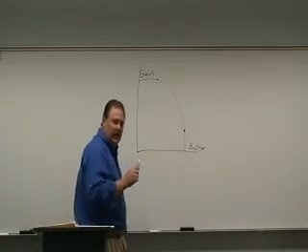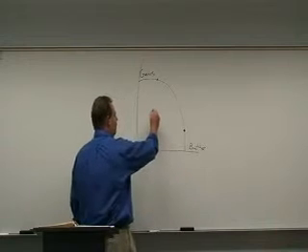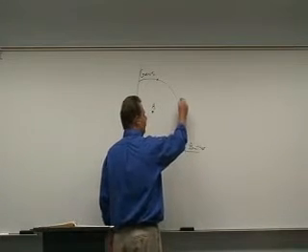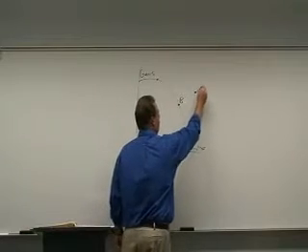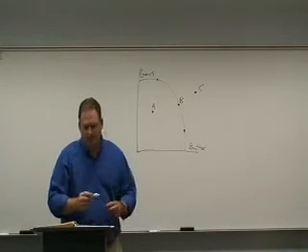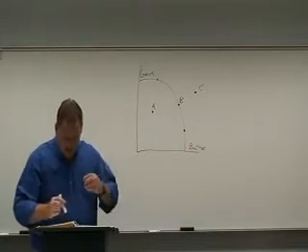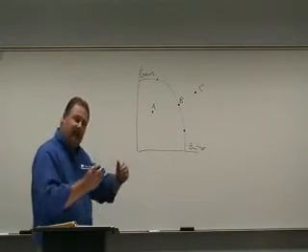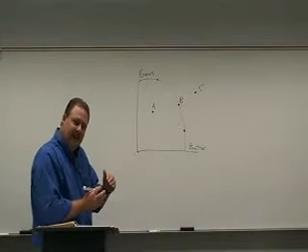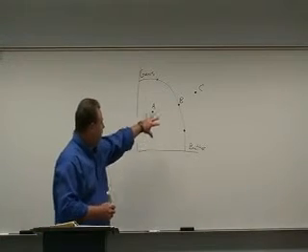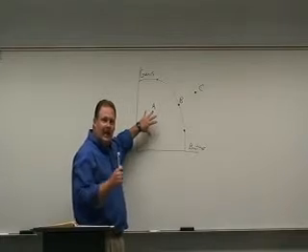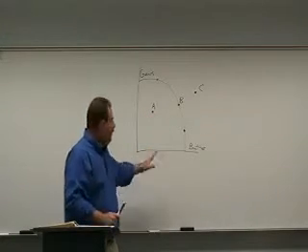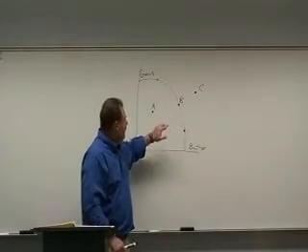I want to identify 3 points on this curve. There's point A, point B, and point C. According to our production possibilities curve, point A represents anything that's inside of that curve. Anything on the inside of the curve, we would say is inefficient. We are not fully utilizing our resources.